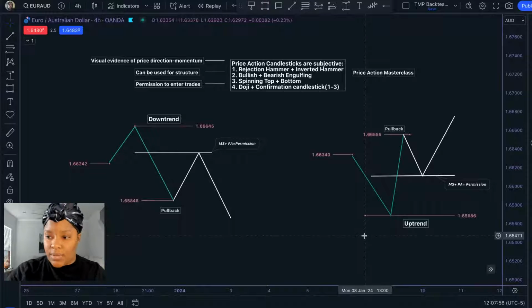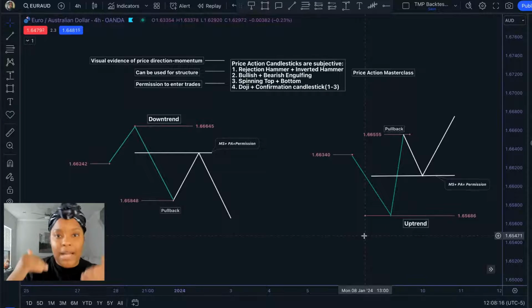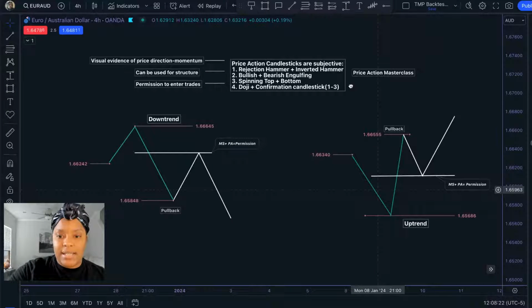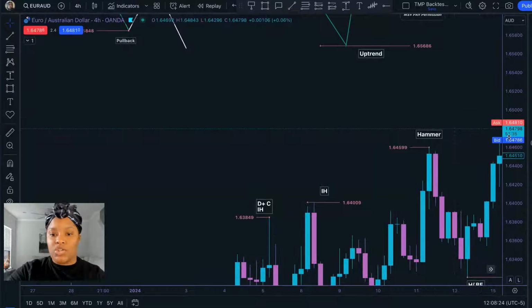Now I have to say this, you guys. You're either going to make structure as easy or as hard as you want it to be. You're going to make your strategy as easy or as hard as you want it to be. And I pray you guys make your strategy easy. Make plotting structure easy. Make seeing your trend easy. Make entering your trades easy. That's what we want to do as traders.